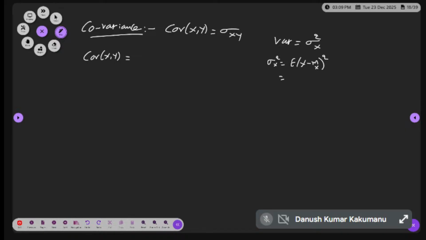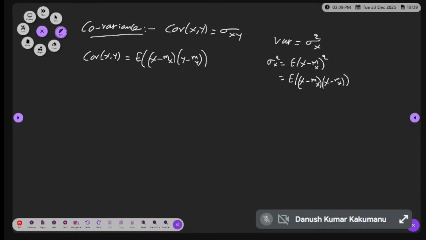This formula only we are modifying, like x minus mx. X minus mx into x minus mx is x minus mx whole square. This formula only we are modifying for the covariance. X minus mx, but another x minus mx becomes y minus my.